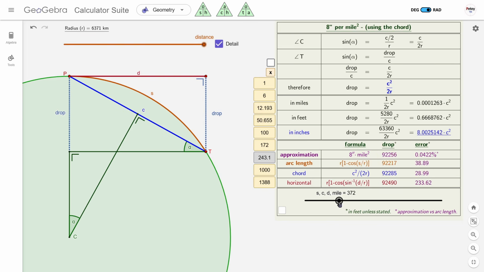Beyond this point, the drop rule becomes an overestimate, and the difference grows quickly to the point where 8 inches per mile squared is no longer useful. At 1,000 miles, the percentage error is only half of 1%, and that doesn't sound like much, but in absolute terms, it's 3,329 feet. And you might hear some saying that the 8-inch rule is accurate to about 1% at around 1,400 miles. And this is quite true, but that 1% translates to nearly 13,000 feet of error. That's taller than Mount Fuji. I guess this is one of those times when a 1% error sounds far better than it actually is.